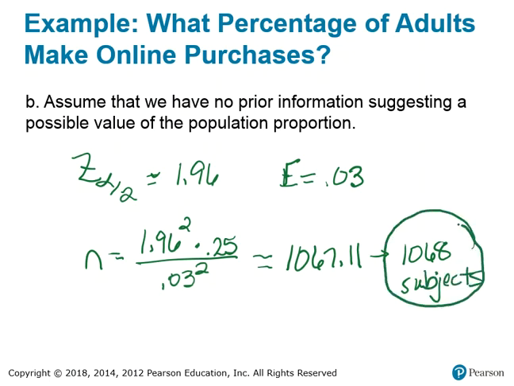Now when you're doing this, if you find yourself in a situation where you don't have the resources to do that many subjects, you then are going to have to change either your confidence level, which will change your critical value, or you're going to change your margin of error, which will change how many you can get. And you'll go up or down accordingly based on what you have information for.